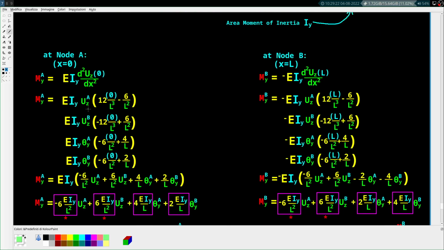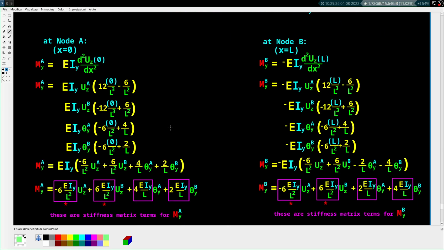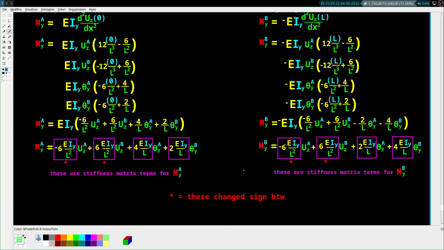So now we're plugging in 0 and L for x, and node A and node B, and everything here is basically the same exact things as before. The only difference is where I put these little asterisks: these things change sign, and these things change sign. So this is the stiffness matrix terms at A and at B. It's almost the same thing.